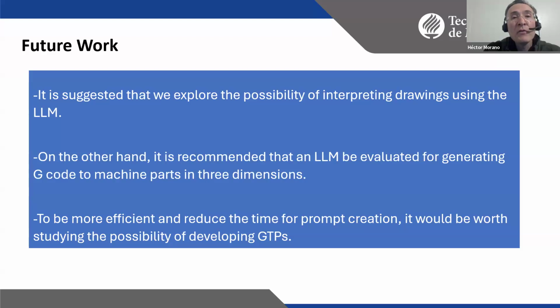On the other hand, it is recommended that an LLM be evaluated for generating G code to machine parts in 3 dimensions and for manufacturing parts on other CNC machines such as a CNC lathe. And finally, to be more efficient and reduce the time for prompt creation, it would be worth studying the possibility of developing GPTs oriented to generating G code for machining parts. This would automate the process of specifying the manufacturing operations and their parameters.